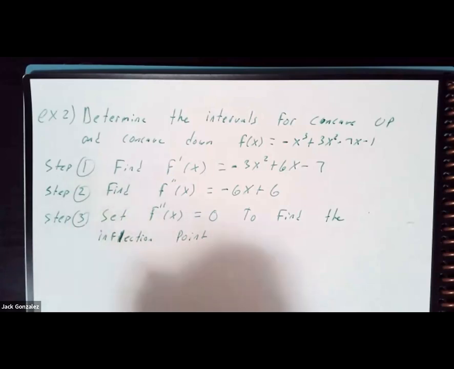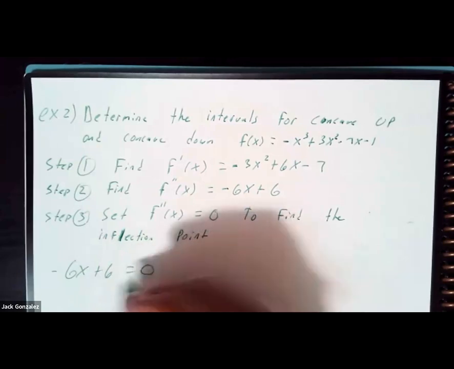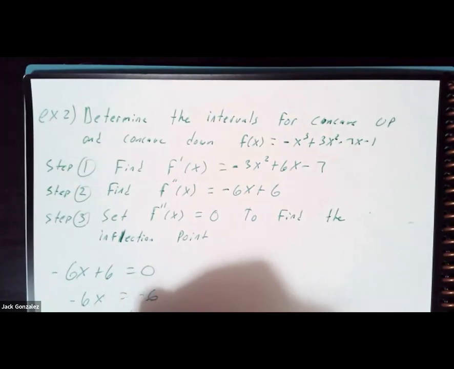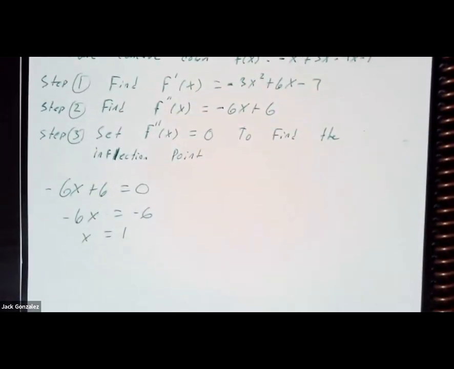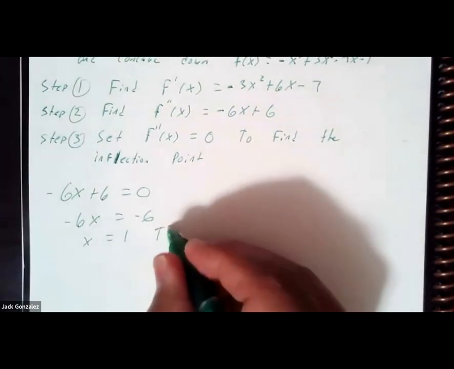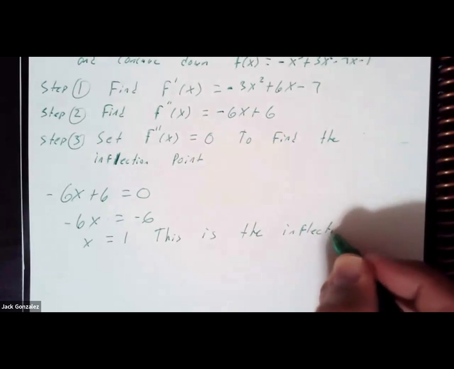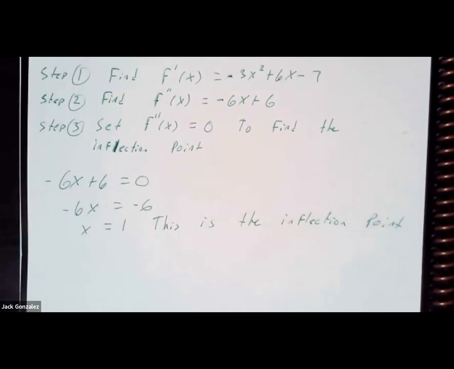So 6x plus 6 equals 0. Solve for x. x is 1. This is the inflection point. And inflection point means where the graph changes concavity, so it goes from concave down to up or up to down. We'll graph it after we're done and I'll show you. So we've got to test.